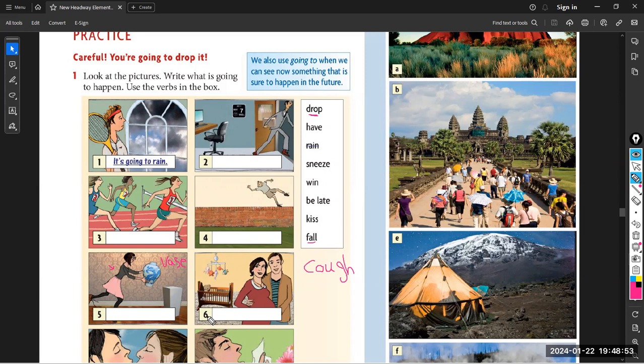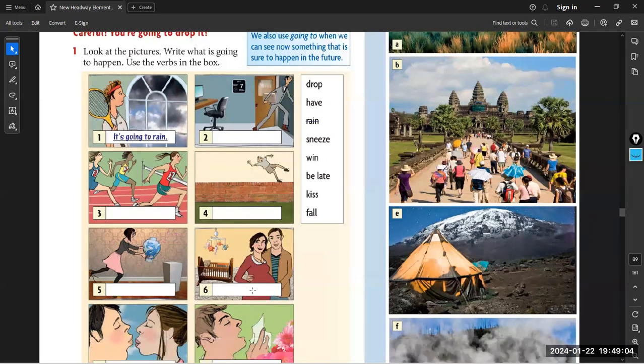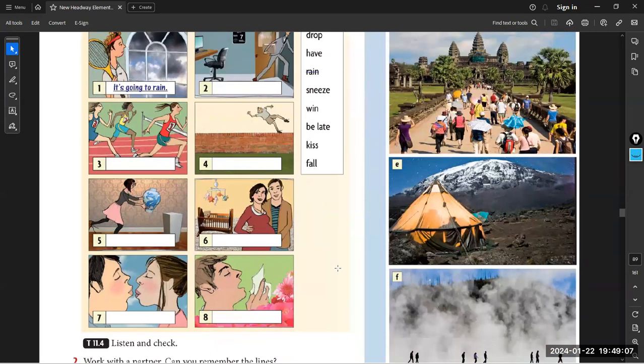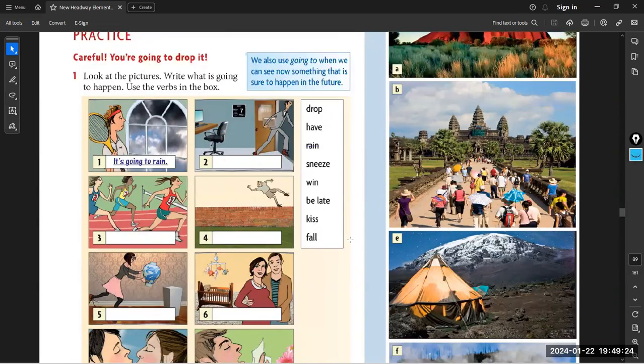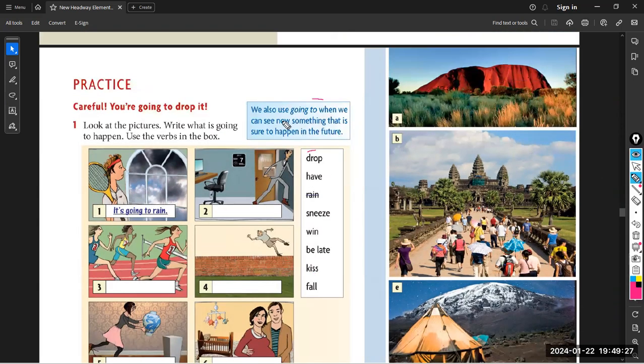Okay, six. They are going to have a baby. It's amazing. Exactly. Now picture number seven. They are going to kiss. Exactly. They are going to kiss each other. Finally, eight. He is going to sneeze. So notice that going to is in certain places. I can use it about now, or I can use the present continuous, absolutely.